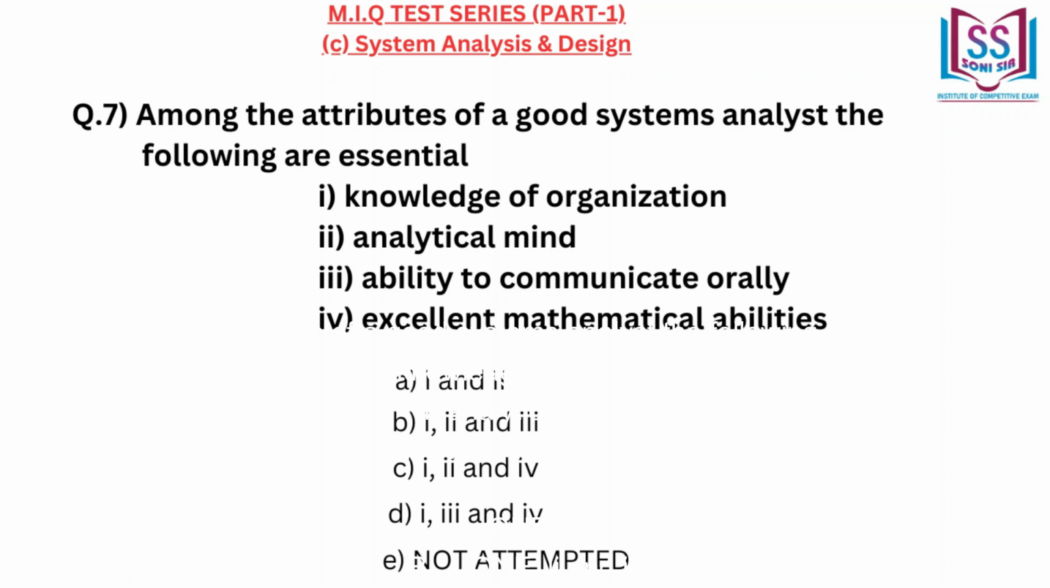Among the attributes of a good systems analyst, the following are essential. 1. Knowledge of organization. 2. Analytical mind. 3. Ability to communicate orally. 4. Excellent mathematical abilities. A. 1 and 2. B. 1, 2 and 3. C. 1, 2 and 4. D. 1, 3 and 4.